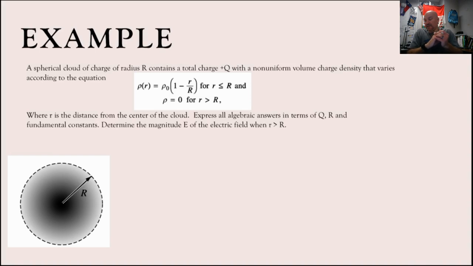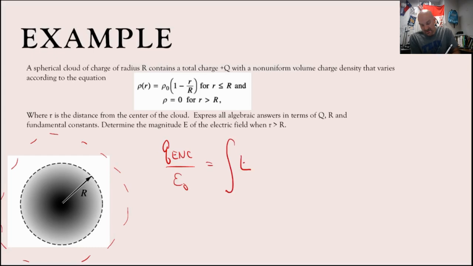This is how easy this question is. We're going to surround our spherical cloud with a sphere on the outside. So basically we treat this as a point charge. We would say Q enclosed over epsilon naught equals the integral of E dot dA. Typically the answer is just E times A, but here we're doing a sphere, so the surface area that the field passes through is 4 pi r squared.